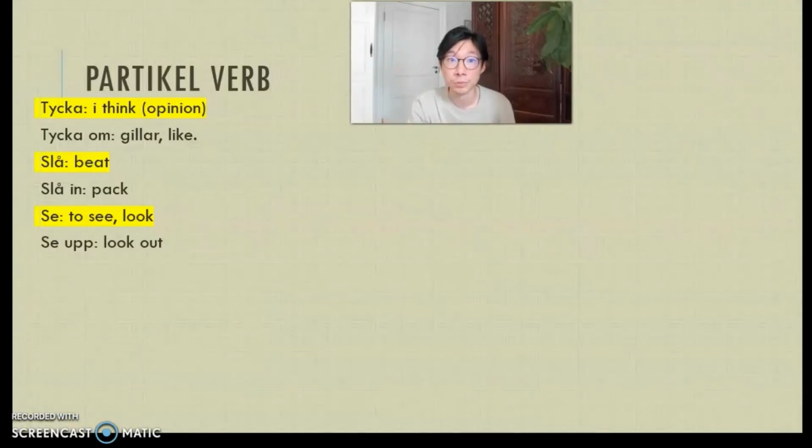It means be careful. Så du kanske har hört i tunnelbanestationen, det finns se upp för dörrarna. Dörrarna stängs. Se upp betyder to look out.